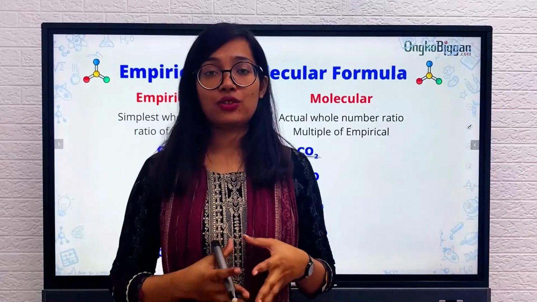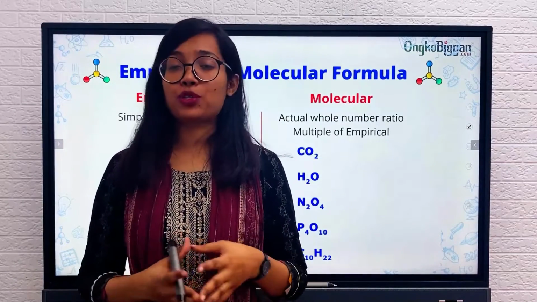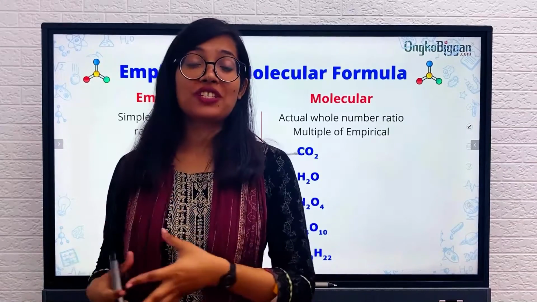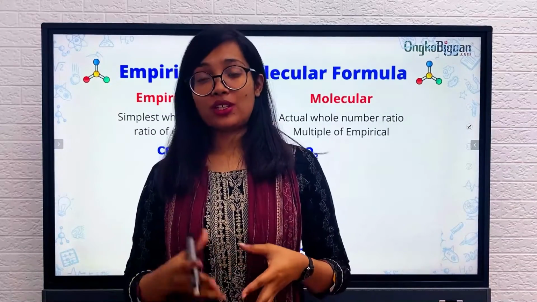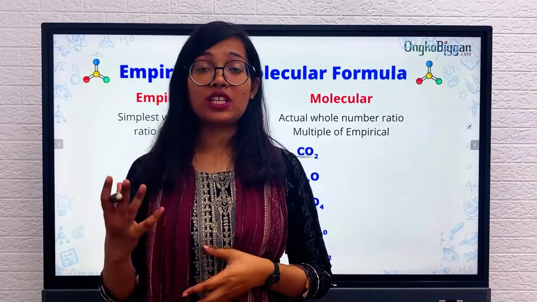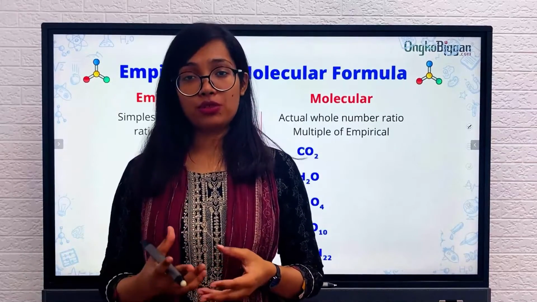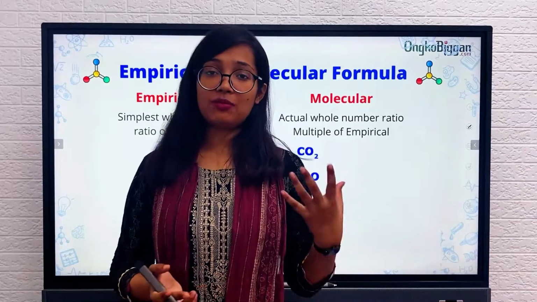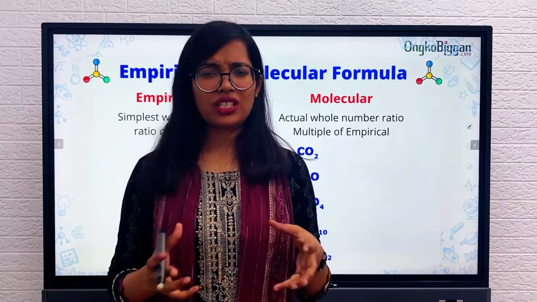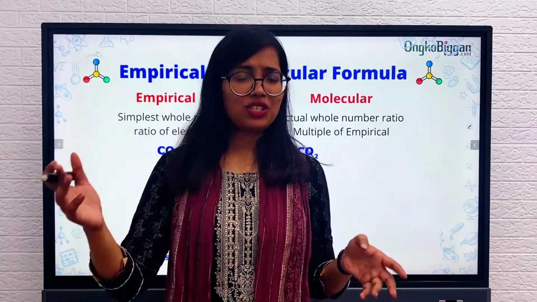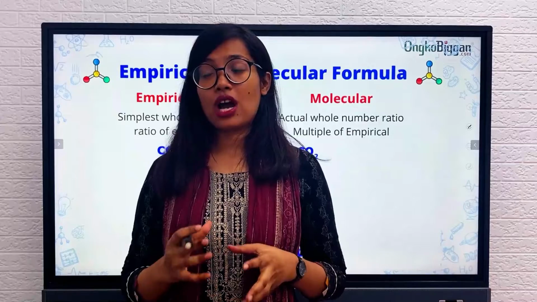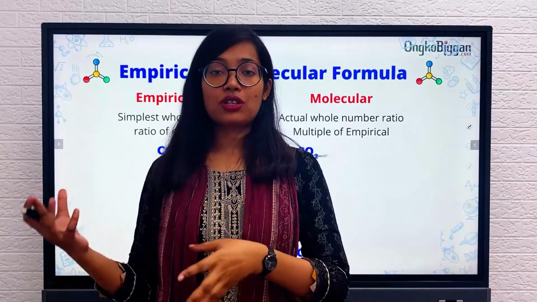So far we have seen what an empirical formula and a molecular formula are, and we have also seen how we can determine these two different types of formulas. In order to find the empirical formula, we definitely need the percentage compositions, and in order to find the molecular formula, we definitely need the empirical formula. So they're interconnected with each other. It's like a connection.